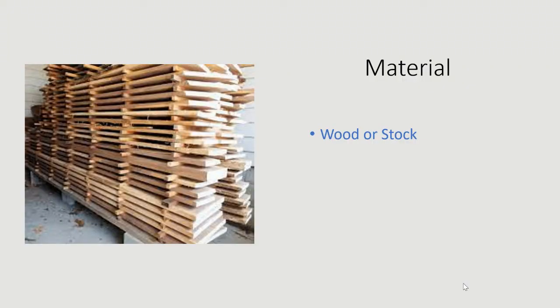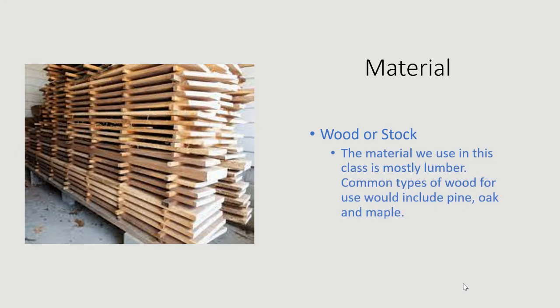Material. So when we're talking about material, we're talking about wood or stock. The material that we use in this class is mostly lumber. Common types of wood for use would include pine, oak, and maple. Both terms can be used back and forth interchangeably, so you may hear me refer to something as stock or something as wood, but they both mean the same thing.